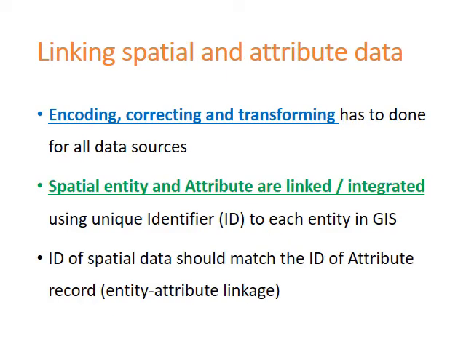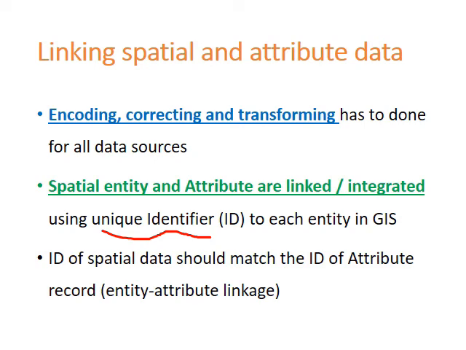Once all the spatial and attribute data are encoded into the GIS format, the next thing is you need to link the spatial and the attribute data. Sometimes this linking can be done at the digitization process itself, or it can be linked later using a unique identifier, which is called the ID. So the ID of the spatial data and the ID of the attribute data are matched, and then you create a link between the entity and the attribute, which is called the entity attribute linkage.